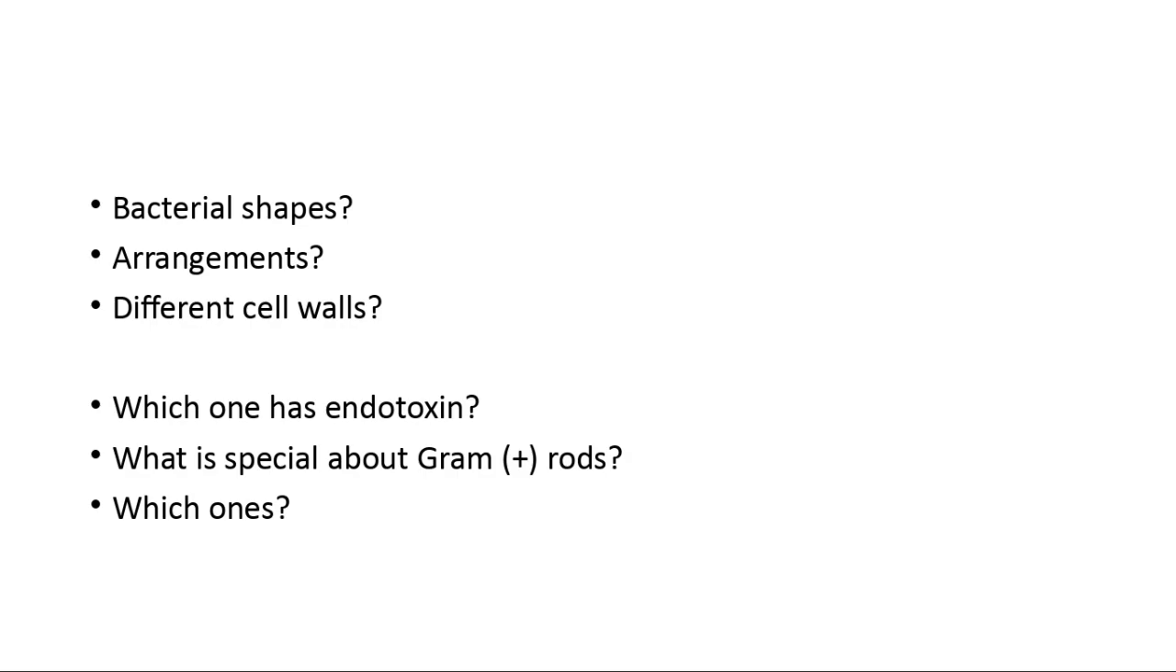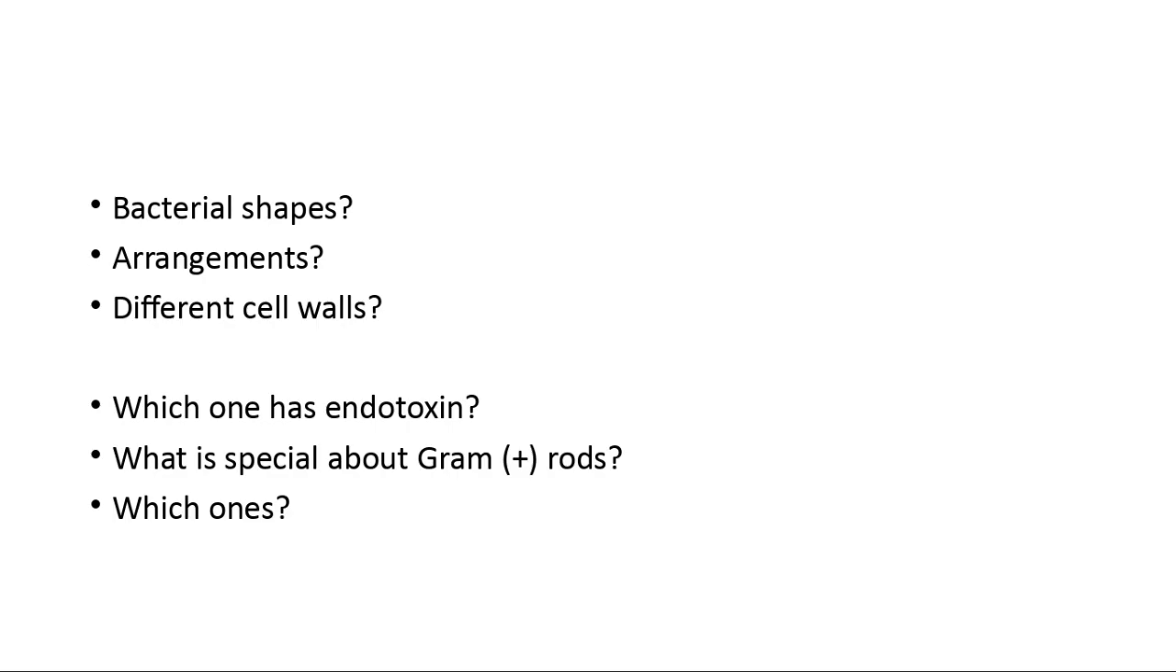We know there are 2 major groups of bacteria, gram-positive and gram-negative. Remember, gram-positive bacteria have that very thick layer of peptidoglycan, and the gram-negatives have thin peptidoglycan, but they have a second membrane on top of that. So the gram-negatives have 2 membranes.